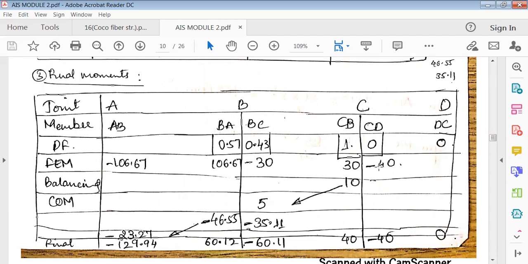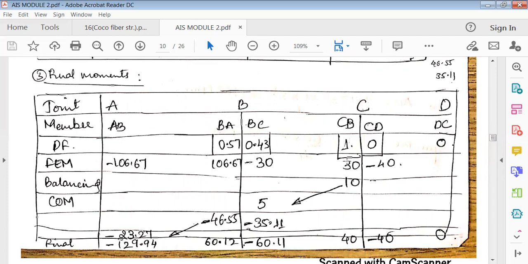Next is our main intention, to balance the simply support. Now, because it is a fixed simply support, the first thing you have to remember is in distribution factor, you have to take the stiffness as 3EI by L. That is the first thing. And the second important thing is you have to balance the moments. You have to balance the moments.